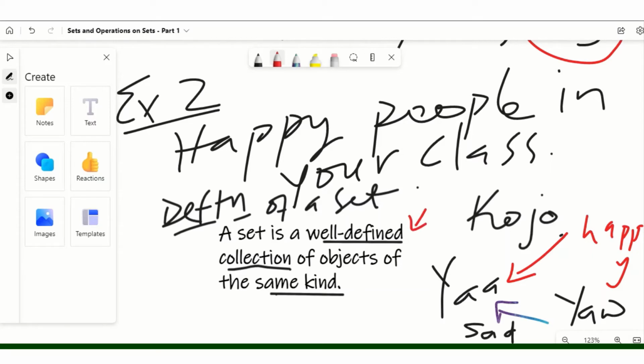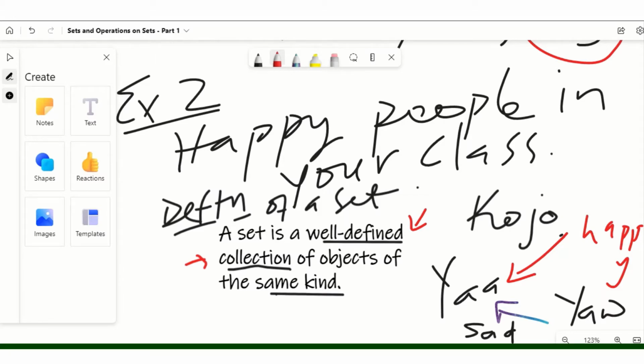We've already explained the same kind, and it has to be a collection. It's not made up of a single object, it's a collection of objects. So that is it for the definition of a set. When you think about a set, always remember these three things. A set should be well defined. A set is a collection of objects, and the objects must be of the same kind. These three things always characterize a set.